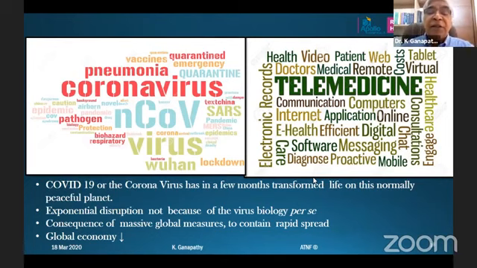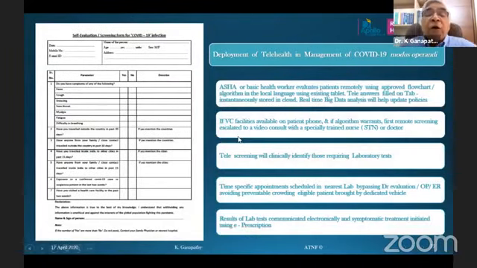Now, the coronavirus has in a few months transformed life on this normally peaceful planet. Exponential disruption, not because of the virus biology per se. The virus, remember, is only 130 nanometers with less than 30,000 adenine, guanine, cytosine, thymine, uracil, 30,000 Dalton. That is all. It's such a small strand of RNA. But because of the consequence of massive global pressures to contain the rapid spread, the global economy is going for a toss. And that is why all of us are concerned about this.